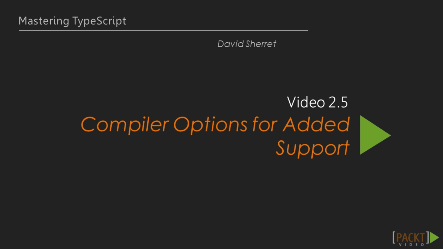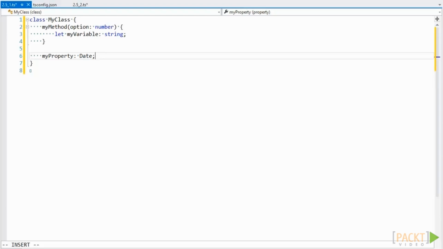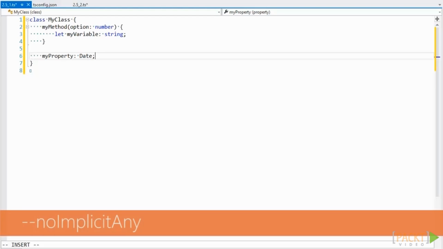In this video, we're going to take a look at how we can make the compiler stricter. First, we'll look at a compiler option for doing this, and finally at some ways we can get around it. As discussed in previous videos, implicit any types should be avoided, but occasionally as developers we might make a mistake and not notice we created an implicit any type. To fix this, we can use the compiler option called noImplicitAny. This compiler option causes implicit any types to throw a compile error when they're used.